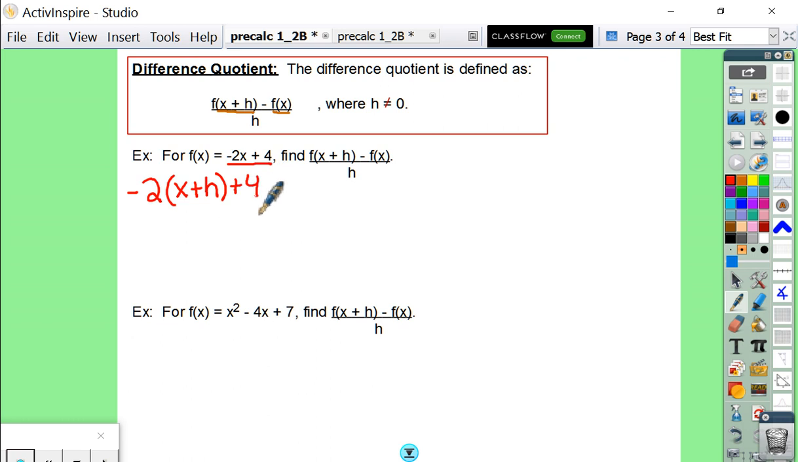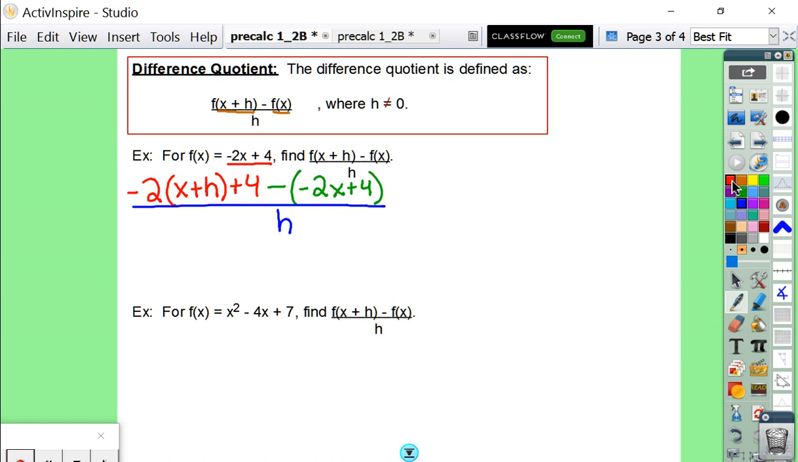So there's my original function with, instead of x, we have x plus h. Now I'm going to subtract the original f of x. Then I'm going to go ahead and divide by h. So now what I have to do is simplify this.